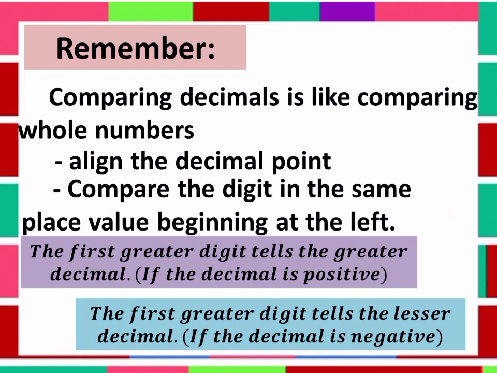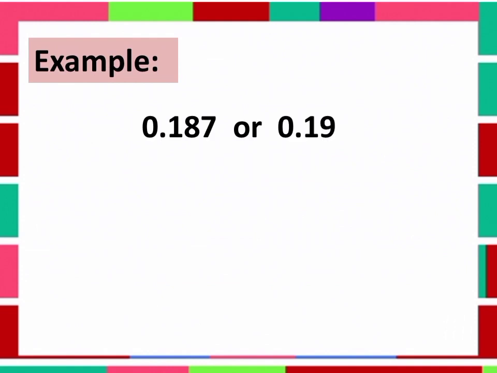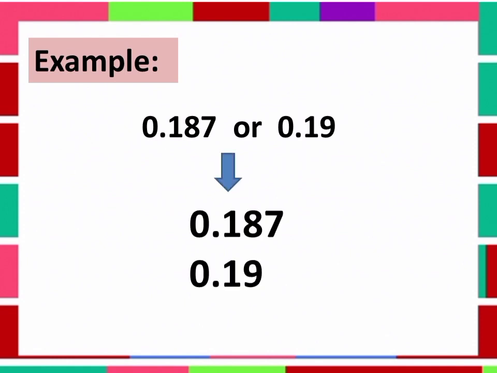At kapag negative naman ang decimal, yung first greater digit, kung sinong mas mataas na digit, siya naman ang mas mababa. So, para mas maintindihan natin, let's have an example. 0.187 and 0.19. So, let's compare. So, first, we are going to align the place value. As you can see, yung first digit niya pareha lang. So, kumbaga, tie sila doon. Pero kung napapansin nyo, sa second digit, 9 is greater than 8. So, therefore, dahil mas mataas yung 9 kaysa kay 8, therefore, yung 0.187 is less than to 0.19.